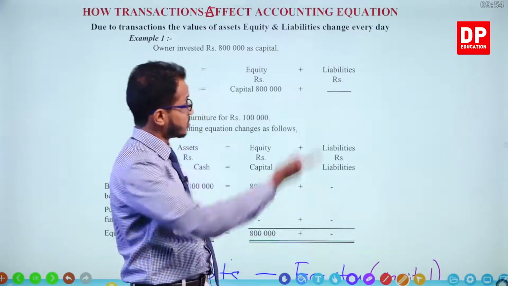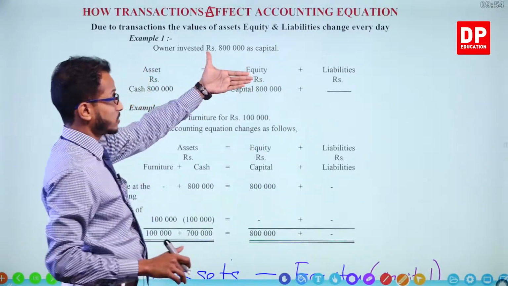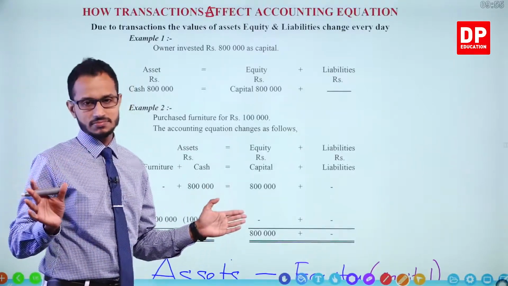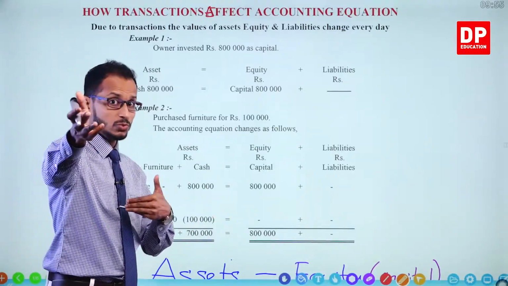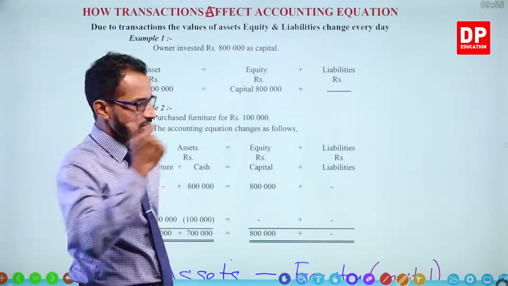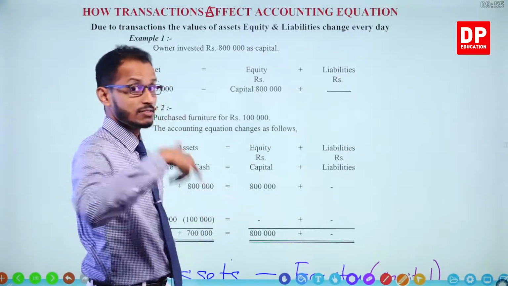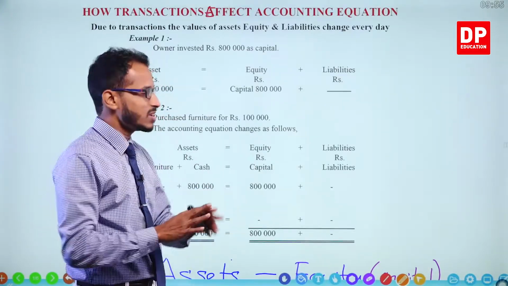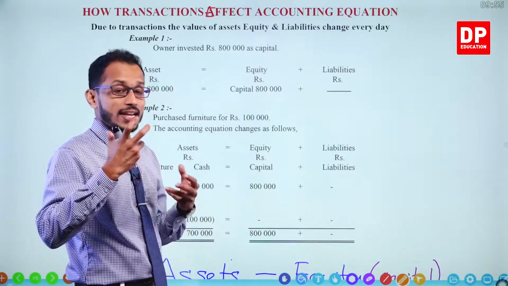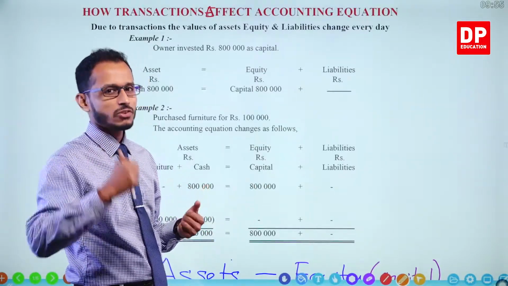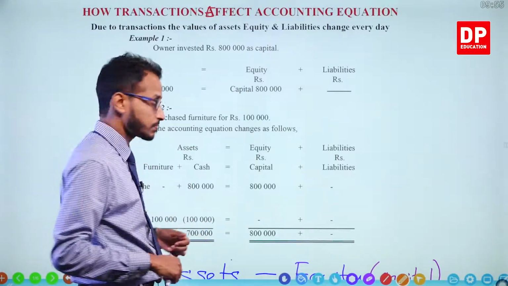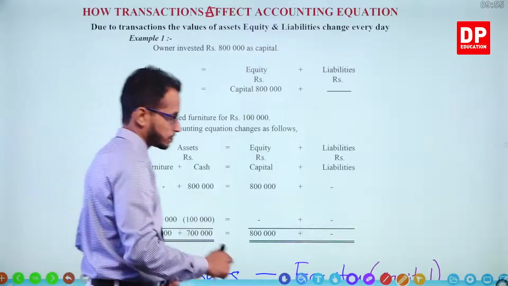Children, that is how transactions affect the accounting equation. That's what we are going to master. You and me, we are going to master this, right? Whenever somebody gives you a transaction, you should be able to, in a second, identify the effect of that transaction. Ready? Okay.